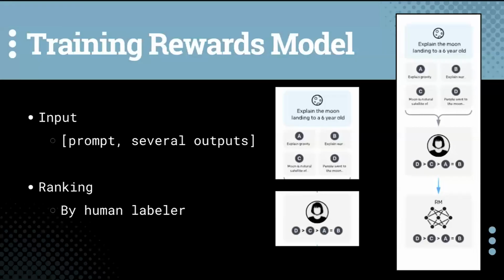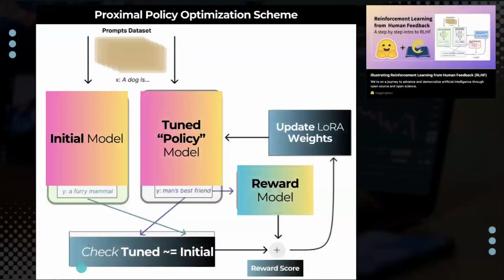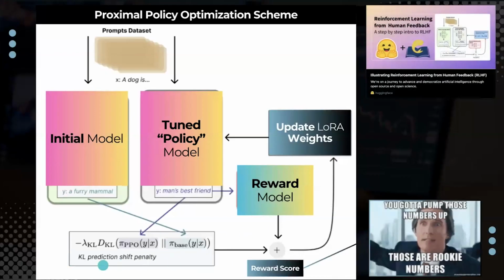After we get our rewards model and it's trained, you can do it with several outputs. We'll do it today with just basically 2. You can do what's called proximal policy optimization, where the goal ultimately is updating the policy model weights without moving too far away from the reference model. Now, this is an idea we can connect back to session 6. Because when we're checking how close our tuned model is to the initial model, what we're doing is checking what's called KL divergence.